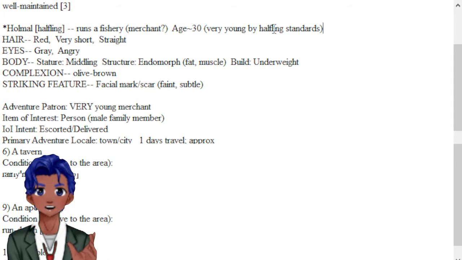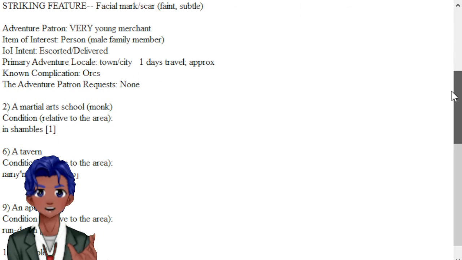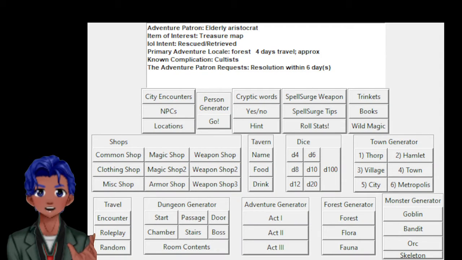Alright, so we've got that set up. We've got our Act 1 of the adventure. Let's go back to our toolkit. So now, for the toolkit, we'll click on Act 2. What's the follow-up to that?